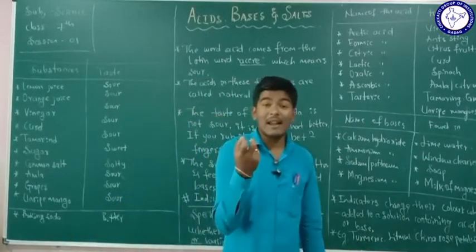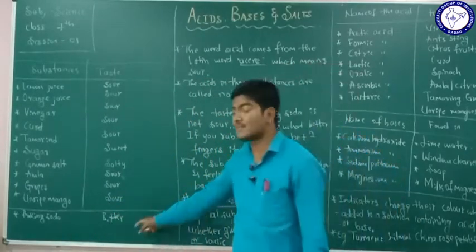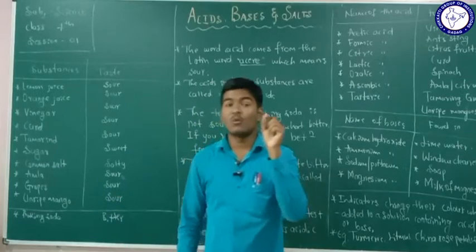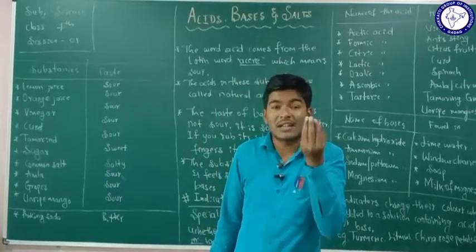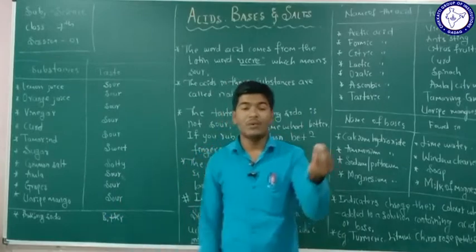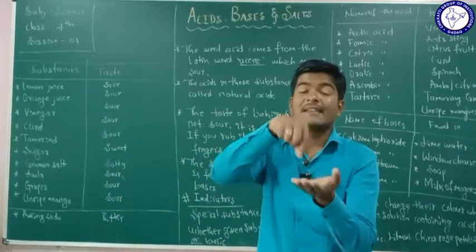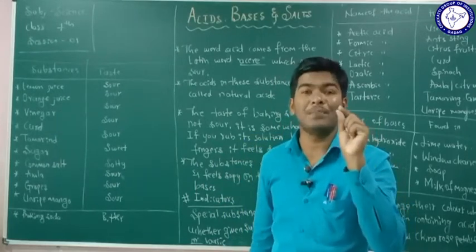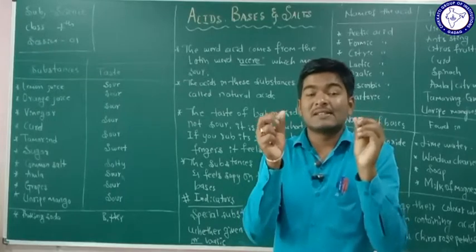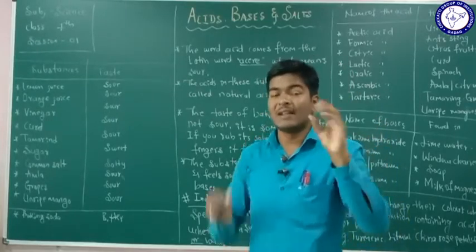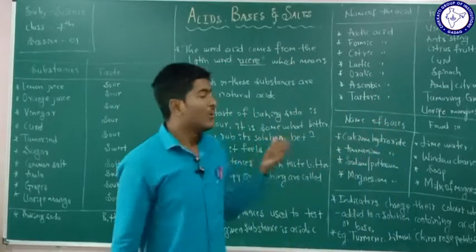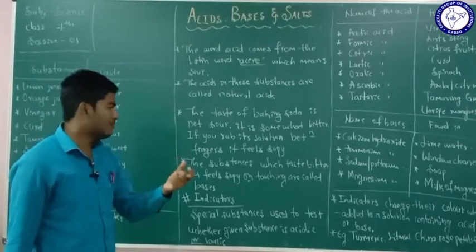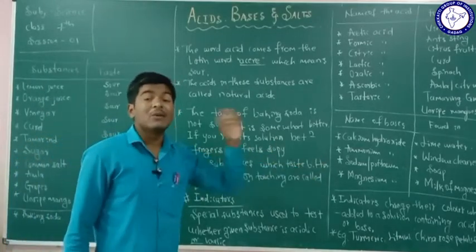It is somewhat bitter. So, what is the type of the substance here? When you are going to taste the baking soda, it is somewhat bitter, and if you are going to pour the baking soda in the water, that is baking soda solution. If you feel the baking soda solution, it is somewhat soapy in nature. So the soaps which you are going to use in your home, that is somewhat soapy in nature.